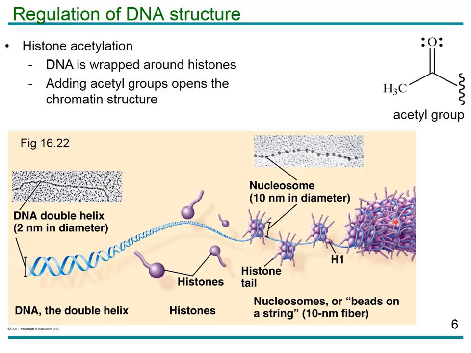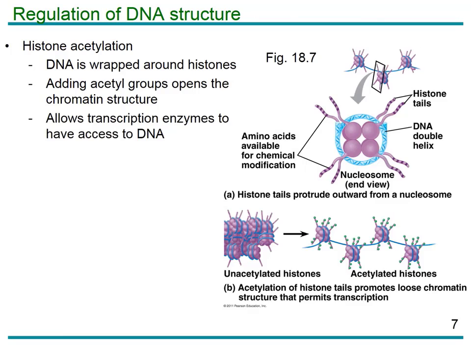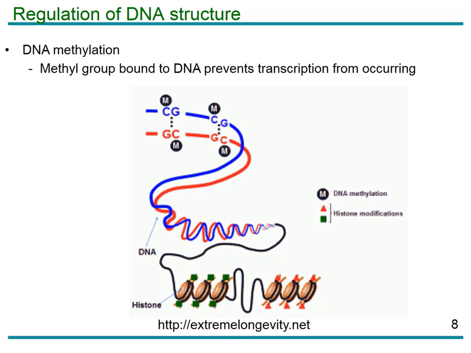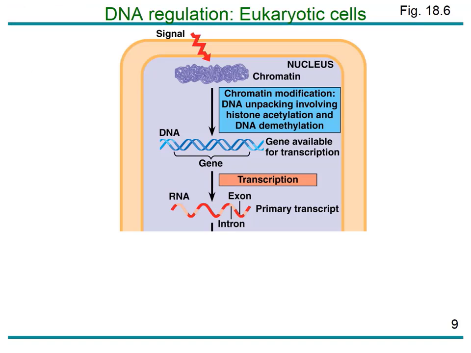By adding an acetyl group to the histones, that opens up our DNA structure. By opening up that DNA structure, allowing the transcription enzymes access to that DNA, we can now transcribe that DNA. In contrast to acetylation, DNA methylation is going to prevent transcription. We have methyl groups that are going to be attached to our DNA, and that is going to prevent our DNA from being transcribed. So DNA regulation occurs through acetylation and methylation by controlling how much DNA is available for transcription.